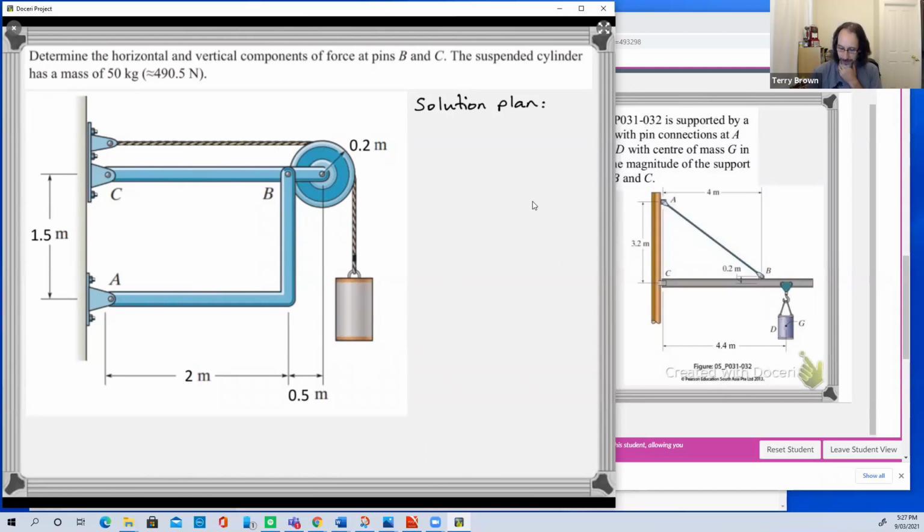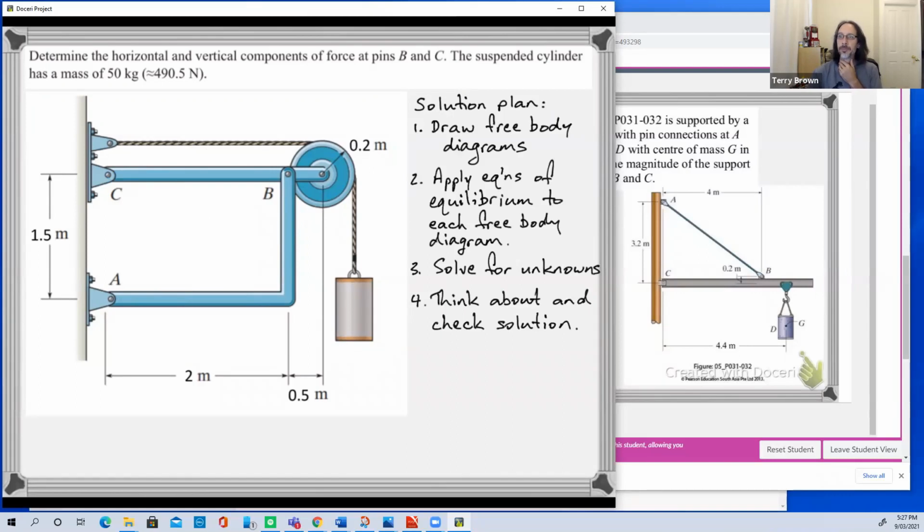Okay, so our solution plan is the same as always, right? It's nearly always a 4-stage solution plan. Draw free body diagram or diagrams. So up until the end of last week and today, usually you just drew one free body diagram and that was it. Now that we're starting to look at frames and machines where we've got components connected to each other, we need to draw multiple free body diagrams.